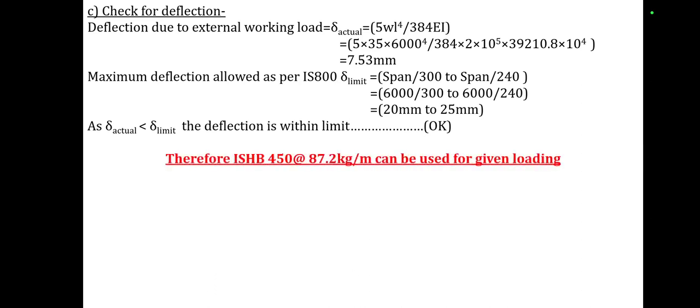And here therefore we can conclude that ISHB 450 at 87.2 kg per meter can be used for the design for the given loading. It is safe for all the checks, that is bending moment, shear force, web buckling, web crippling and the deflection.